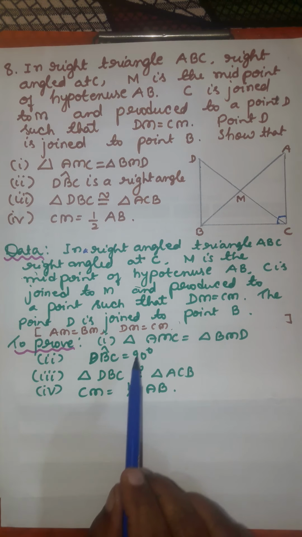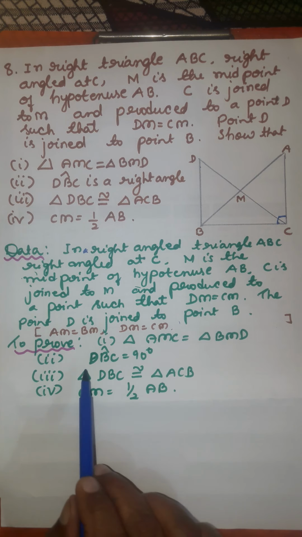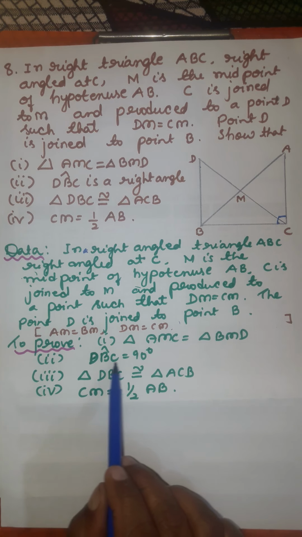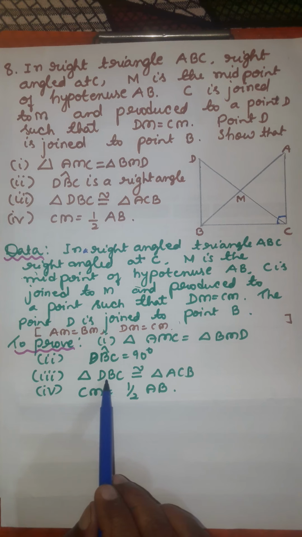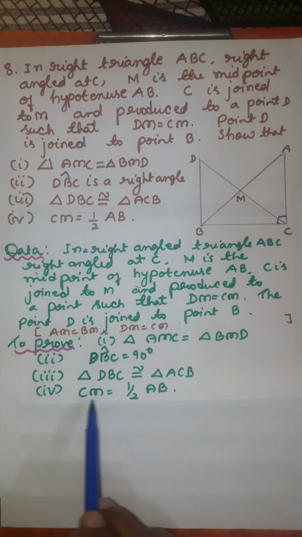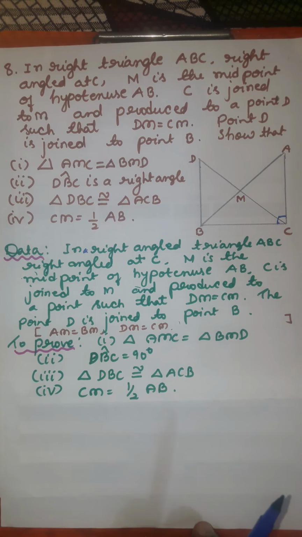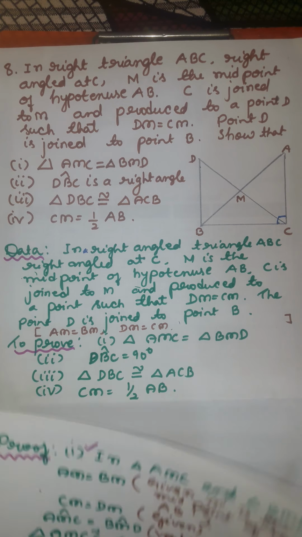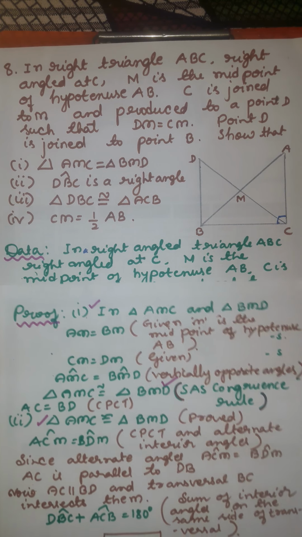This is what I have written. Triangle AMC is equal to triangle BMD. Angle DBC is equal to 90 degrees. Triangle DBC is congruent to triangle ACB. CM is equal to half of AB. Now let us go to the proof part.